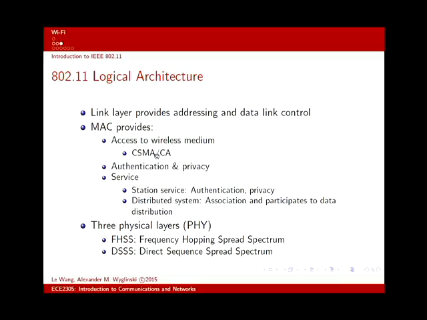So CSMA/CA, we'll be talking about that next week. It's almost like CSMA/CD in the sense that it tries to avoid collisions, as opposed to Aloha and slotted Aloha. We also have different types of authentication. When you set up wireless LANs at home, you probably chose WPA2 or some other encryption to protect your information, right?